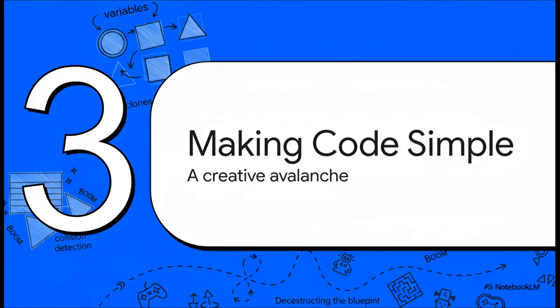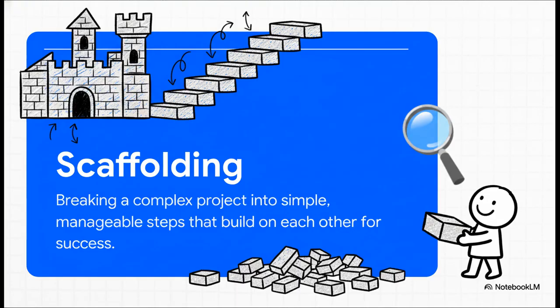Okay, so they've hooked the kids. Awesome. But now comes the really tricky part, right? How do you teach these abstract coding ideas? Things like variables, clones, hit detection, without making their eyes completely glaze over? Well, the script's secret weapon for this is a teaching technique called scaffolding. And the idea is actually really simple, but it's so powerful.